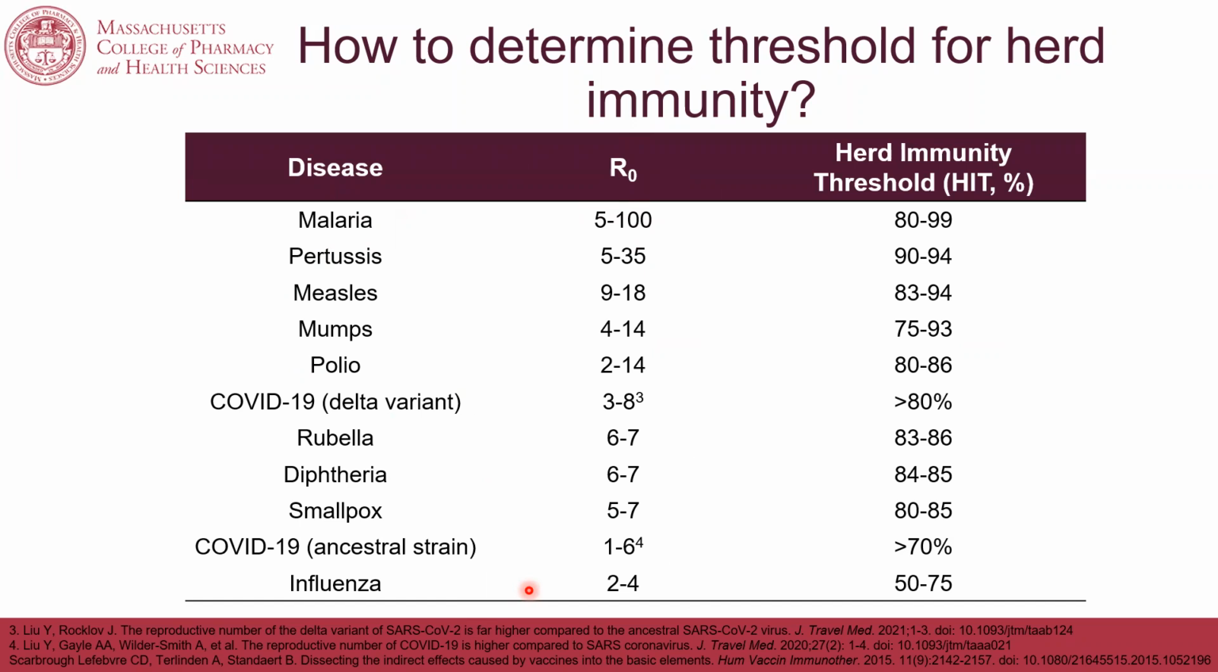Just know that these numbers are not exact values. They're just general estimates, and they definitely vary based on how scientists calculated the values, as well as the geographical location and the prevalence of the diseases in general.